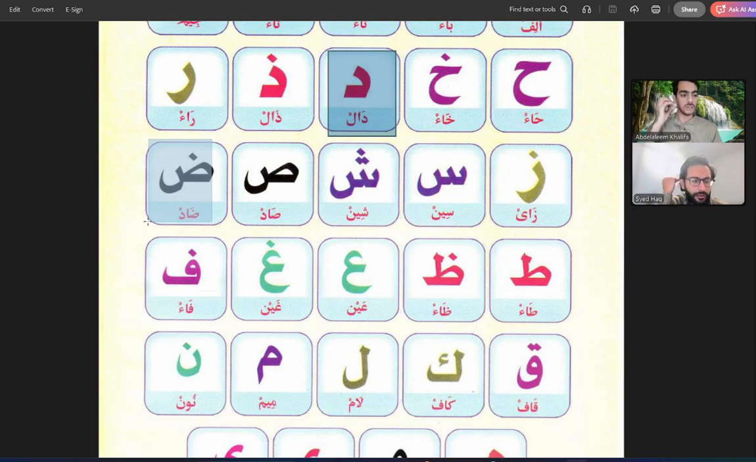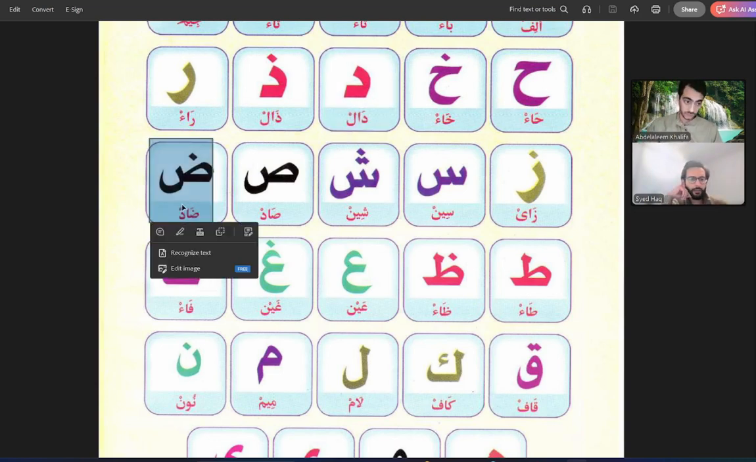We're pushing our tongue sides to the molars. So say it. Dad. No, the highlighted one. Dad, yeah, but it ends with a d. Dad. Yes, dad. Dad. Yes, dad.